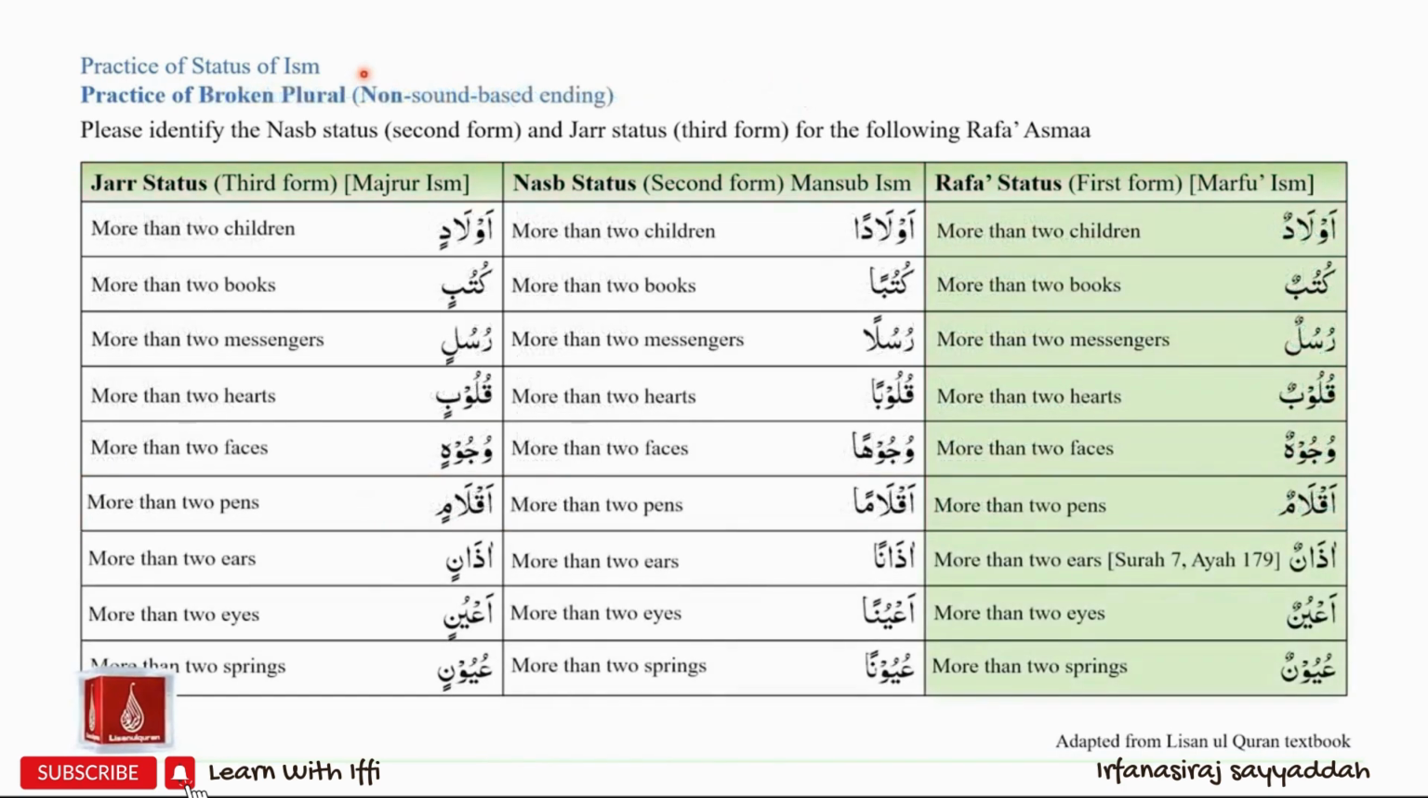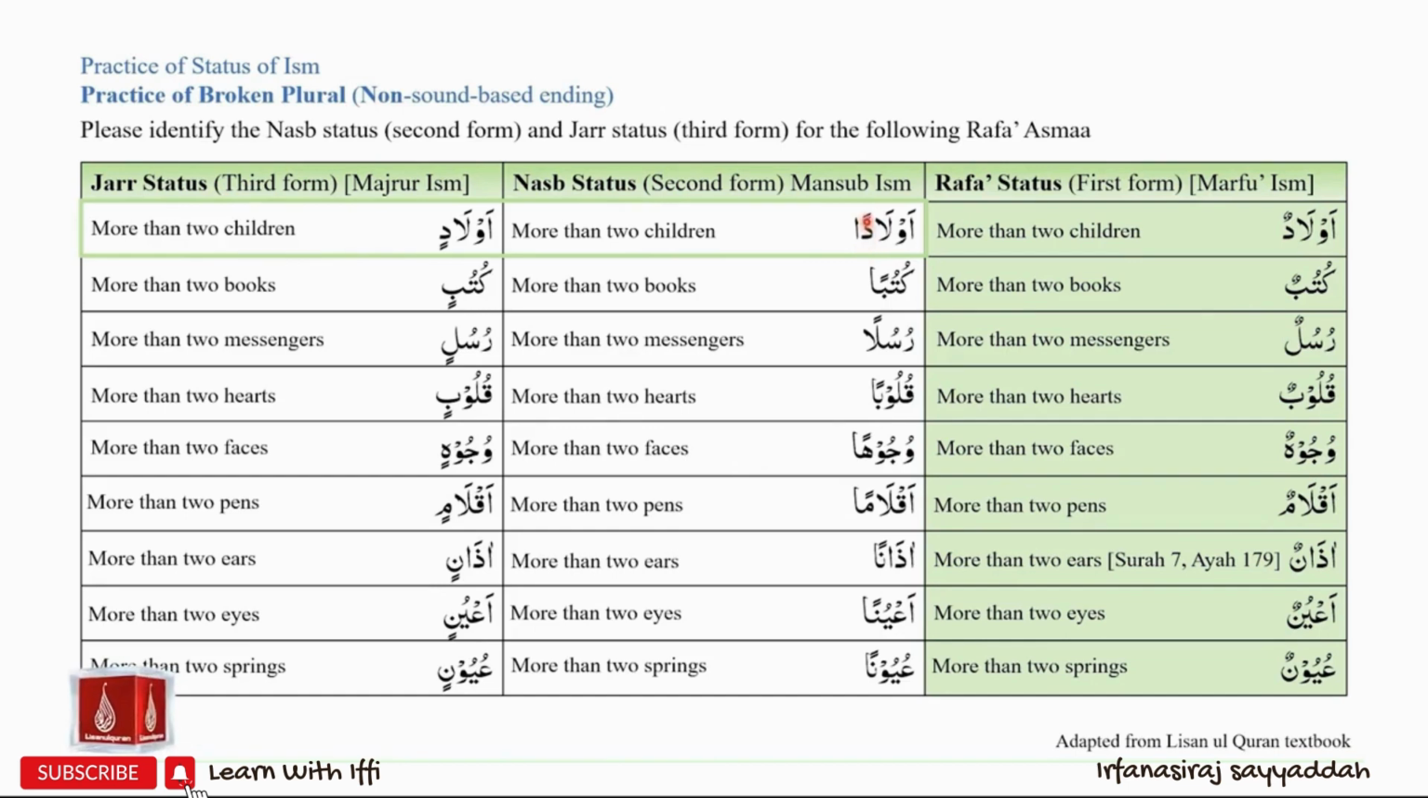Next, we will do the practice of broken plural asma. Please note that broken plural asma will not have sound-based endings. Here, we will focus on harakat at the end of the ism. For example, awladun, awladan, awladin. In awladun, we have double pesh on the last alphabet. In awladan, we have double zabar at the end of the ism. And in this case, we have to add an alif.